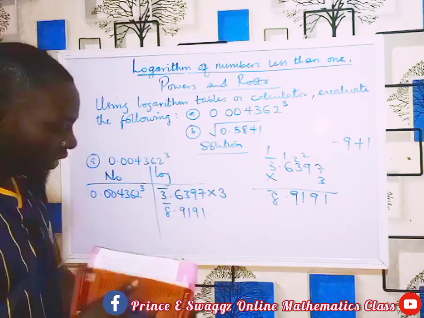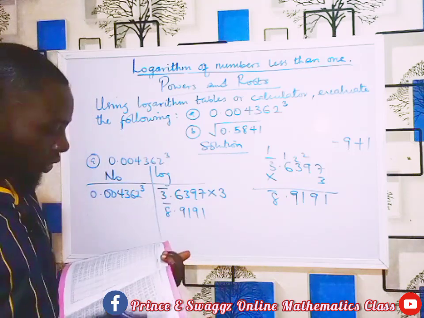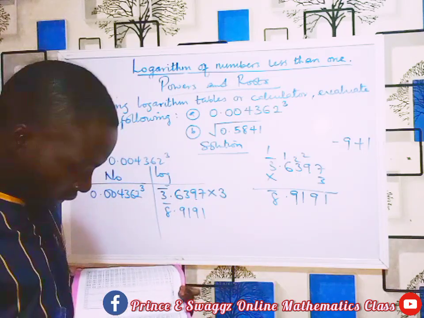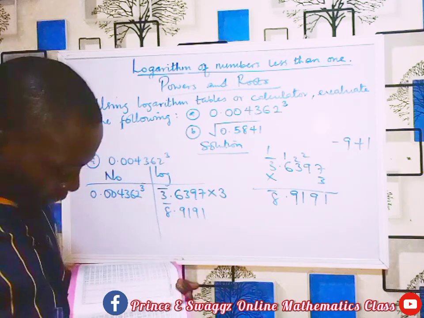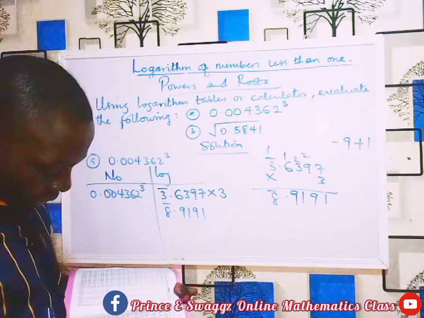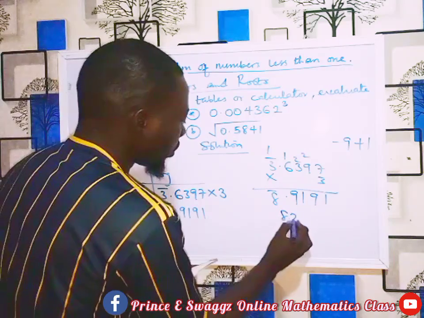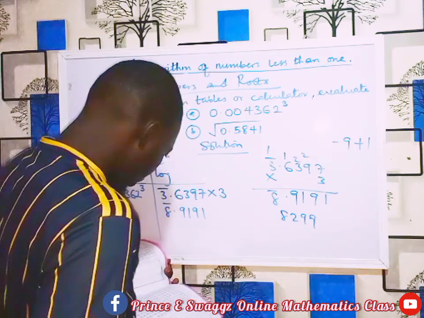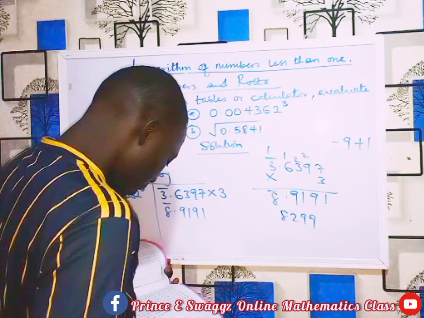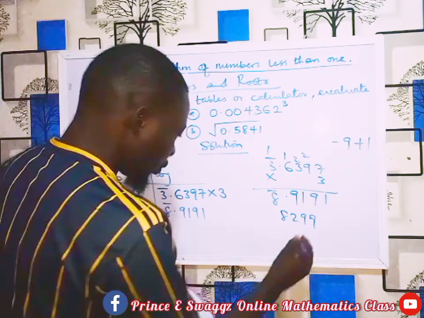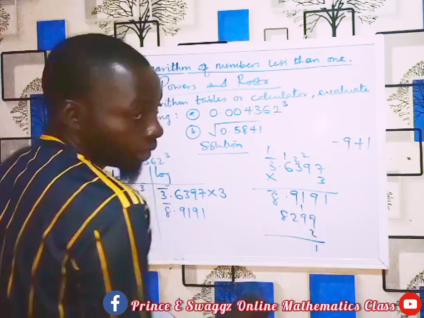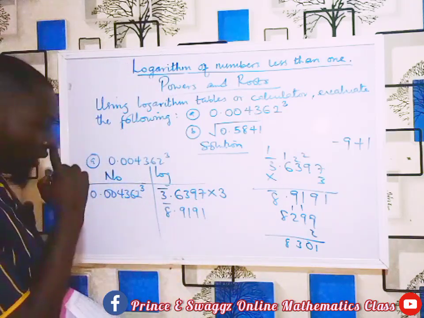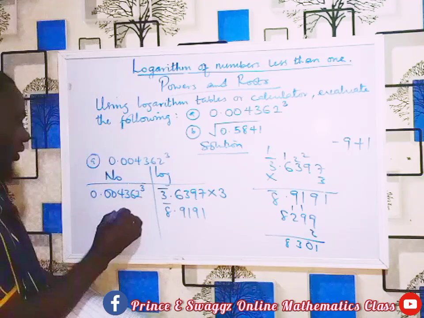Once you have gotten that, find your antilog. Go to your antilog table, which is 91 under 9. 91 under 9 is 8299. The difference 1 is 2, so you add 2. 8299 plus 2 is 8301. So the antilog of this is 8301.